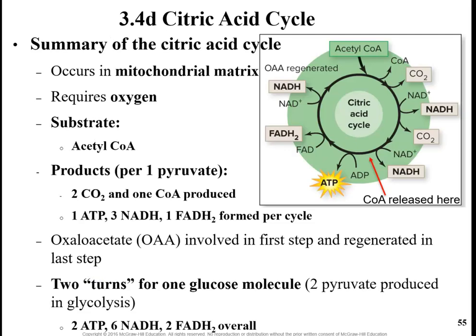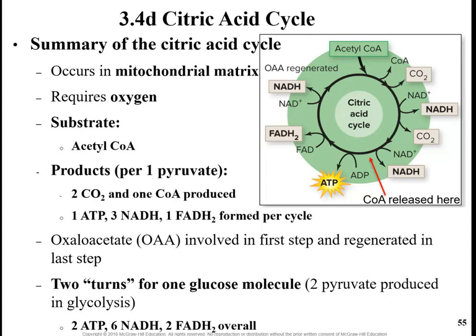So in summary, the citric acid cycle occurs in the mitochondrial matrix. It requires oxygen. The substrate is acetyl-CoA. And the products per each pyruvate, and there's 2 pyruvate per glucose molecule, are 2 carbon dioxides, that's the waste product, and 1 coenzyme A, and that goes on to be recycled.